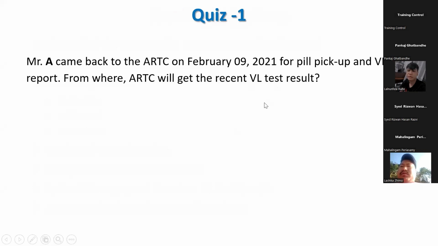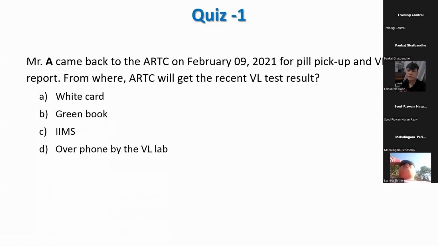So we'll just go to the quiz where the question is: client A came back to the ART center for a pill pickup and viral load report. What is the first point of entry, or how will the ART center get the result from the viral load lab? The options are white card, green book, IAMS, which is a search platform, or over phone. Where does the ART center get its report from? From the viral load lab. How will it get it?